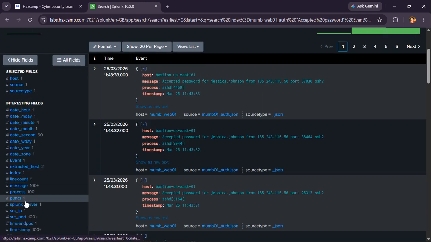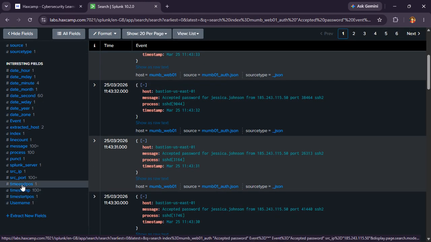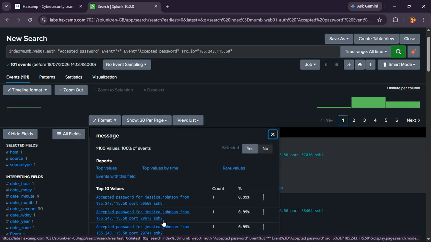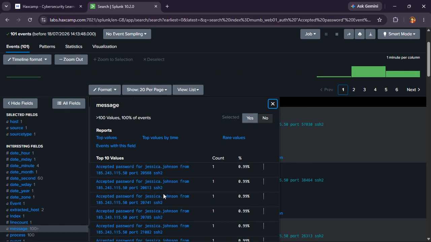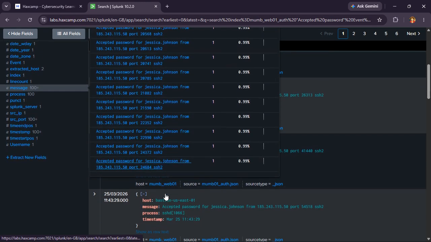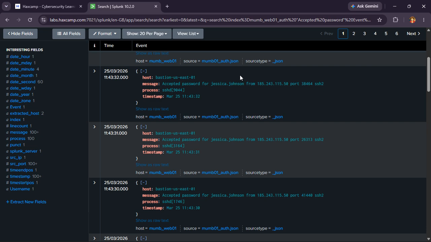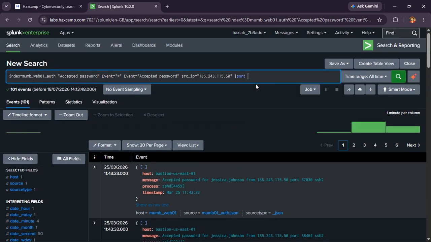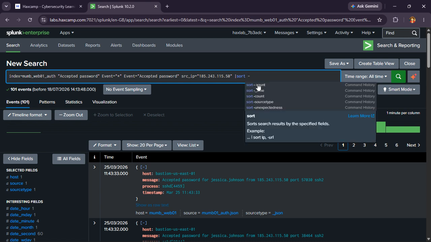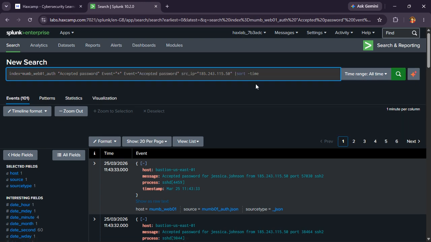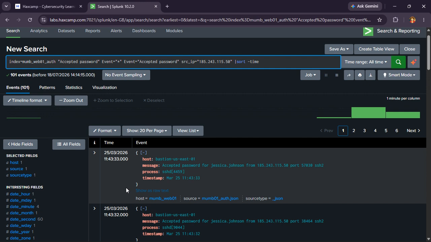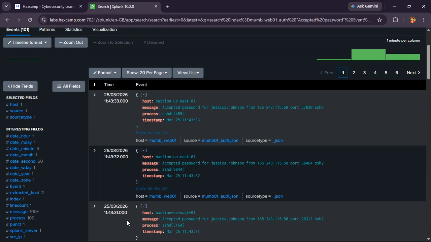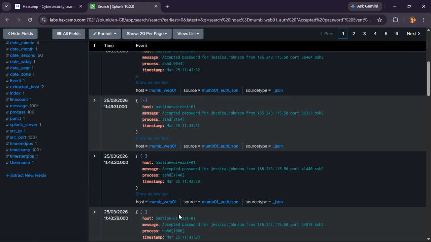Okay, we can also find the answer of question 4 from here. Let's try accepted passwords. Look at the time. No, time is not mentioned here. Short time. Look at here, we can also see here the first attempt.